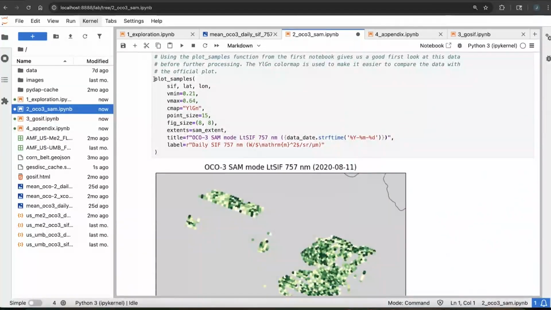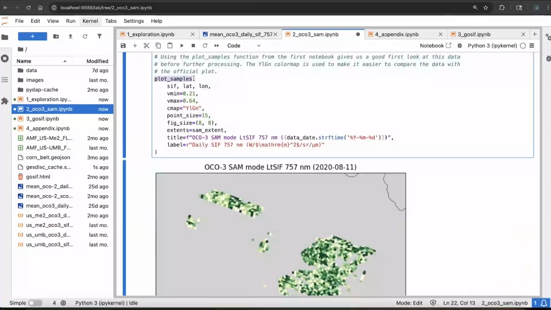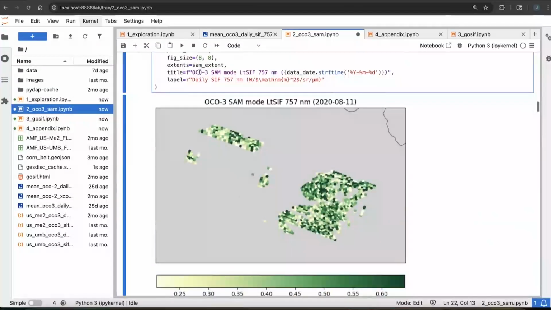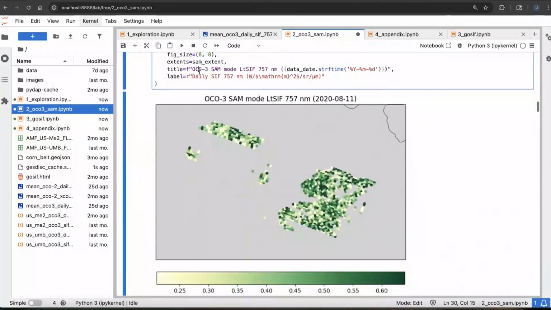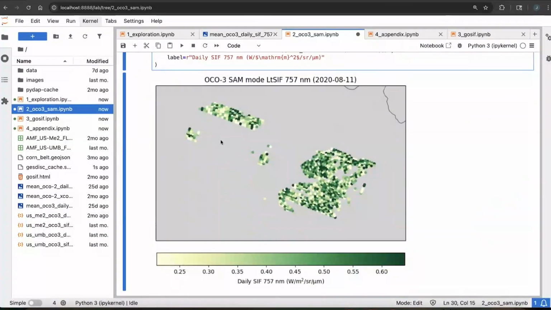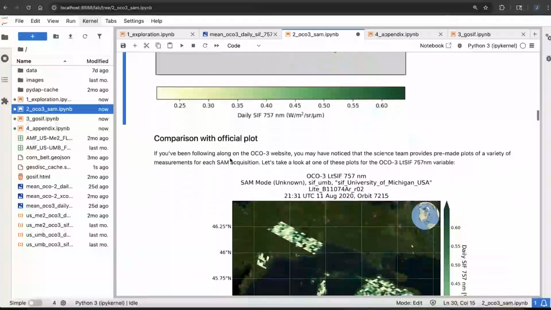So an important detail is that we're using the same plotting function that we use for plotting any other SIF granule from the first exercise. In this case, we get a plot that looks like this. Now, this plot is pretty okay. It looks somewhat similar to the SAM plot that's on the OCO-3 website. Similar enough that we can tell that we're looking at the same data.